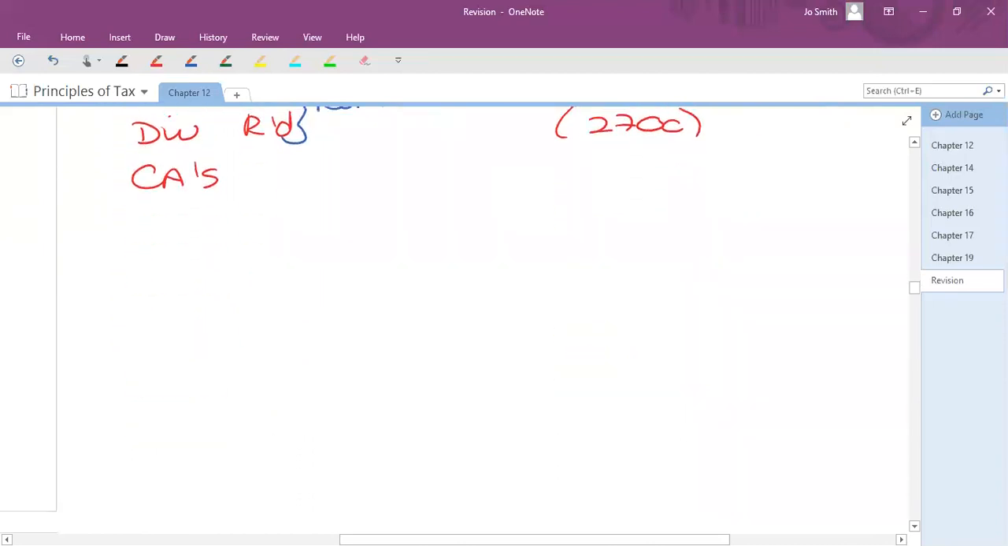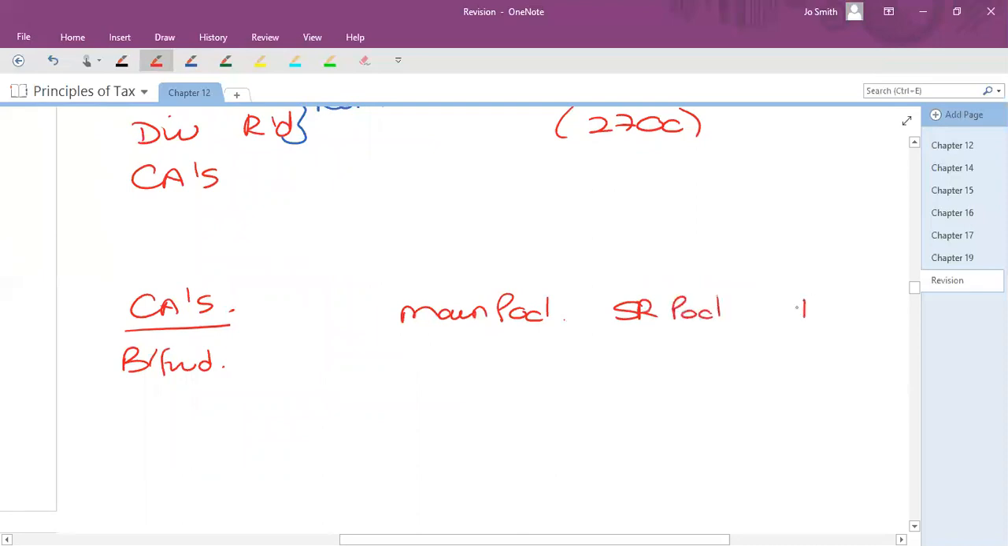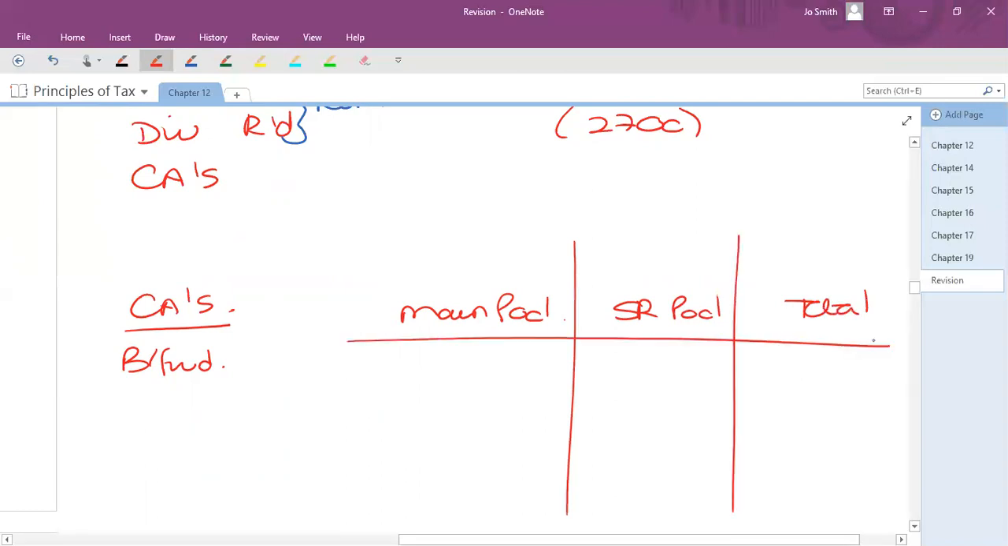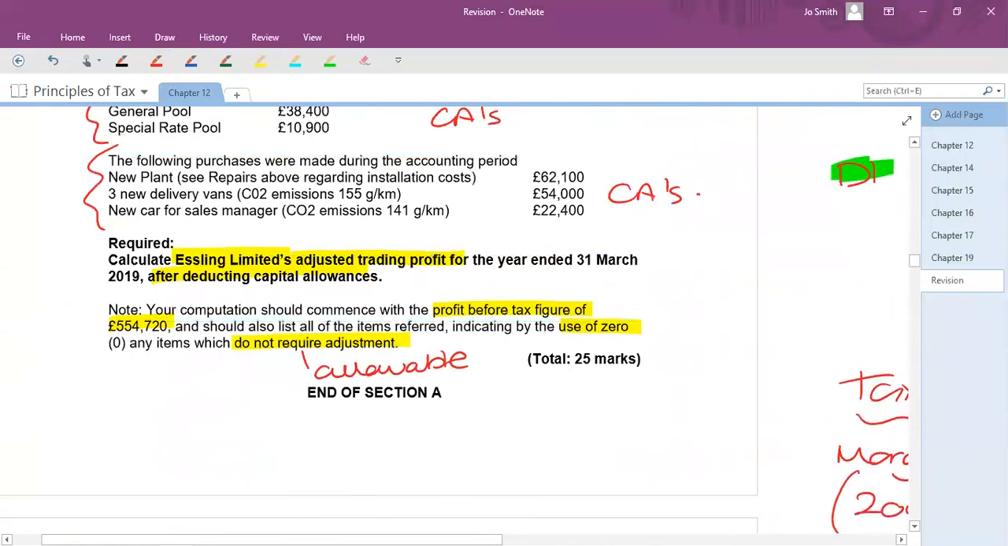So let's go down and do the working here for the capital allowances. So the first thing I want to do is put my brought forward balances in. So we've got a main pool, and then you'll have your special rate pool. For a company, that is all you're going to have, all right? Individuals might have private use assets, but companies don't. I suppose you might have a short life asset, but generally those are the two that you need for a company.